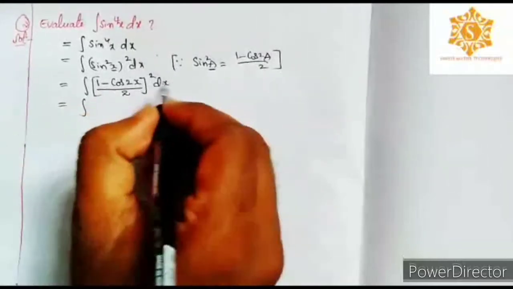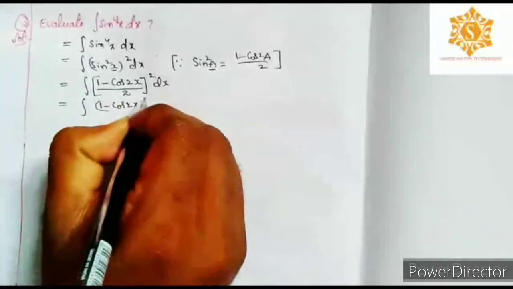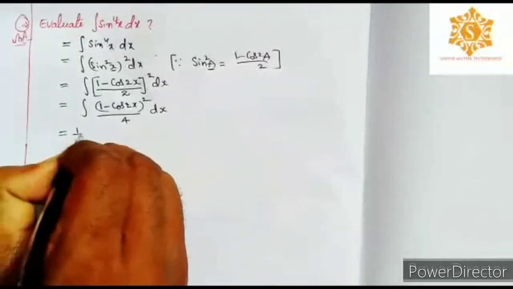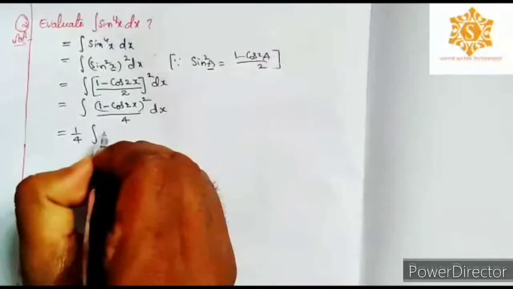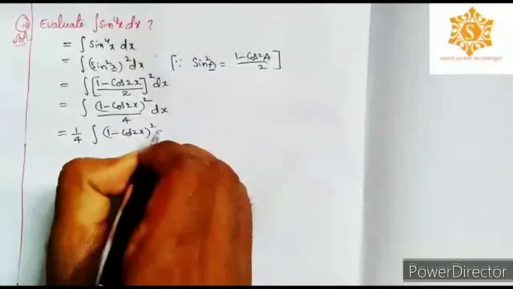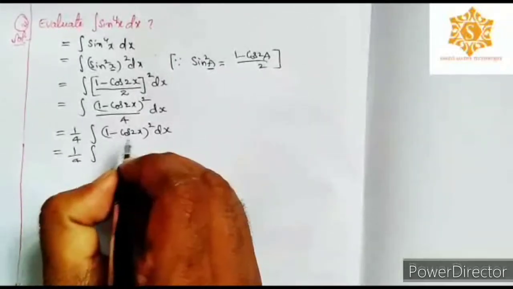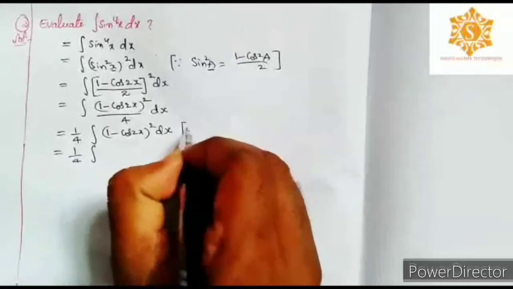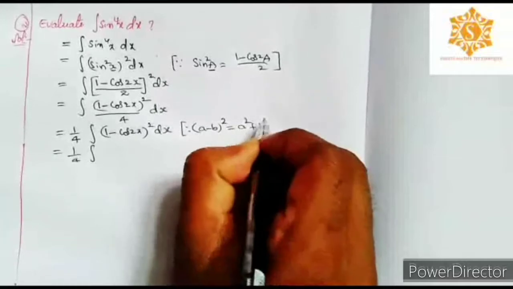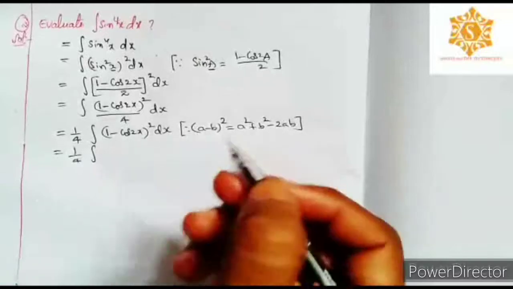Then separate the square. We have 1 minus cos 2x whole square by 2 square value is 4 into dx. So 1 by 4 into 1 minus cos 2x whole square into dx. So 1 by 4 into integration of, expand 1 minus cos 2x whole square using a minus b whole square formula, that is a square plus b square minus 2ab. Here a is equals to 1 and b value is cos 2x.